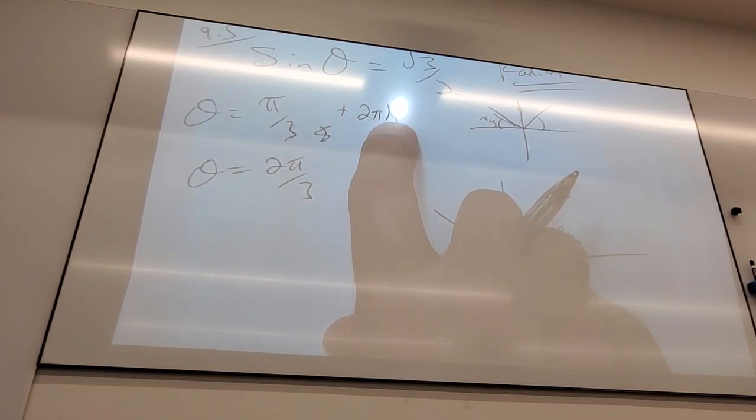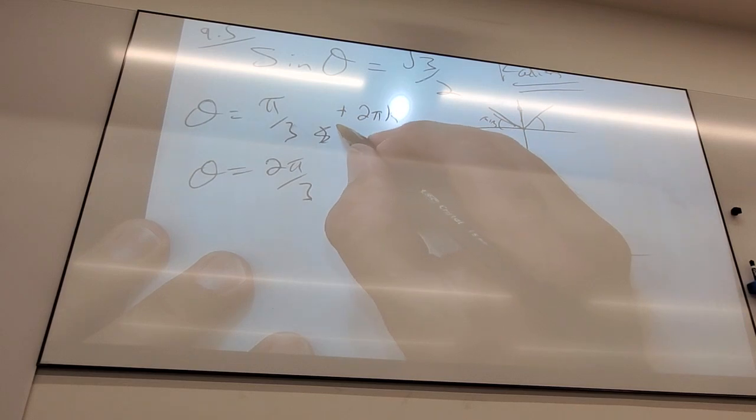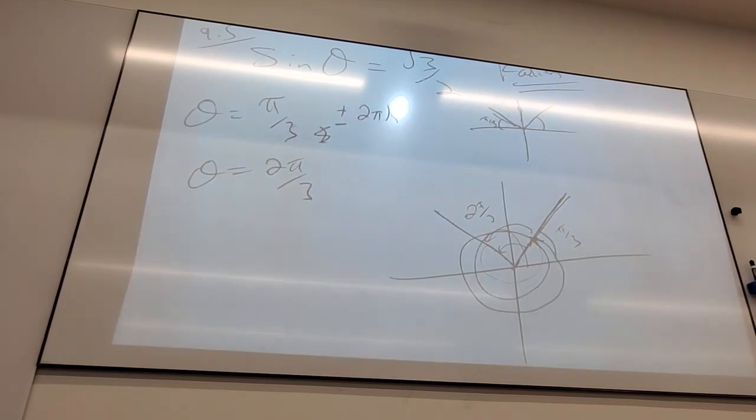K is just, we normally say K is an integer. How many rotations? It's how many rotations. Normally we say it's an integer, which means it could be negative. But what I like to do anyway is to do plus or minus, just to make it really in your face that we're going forward and backward.